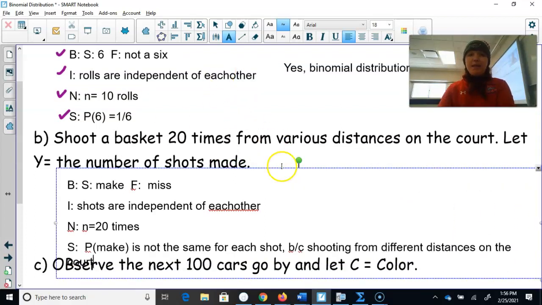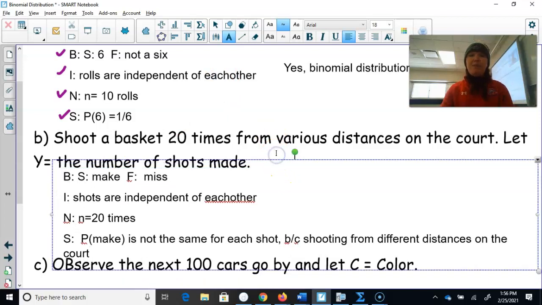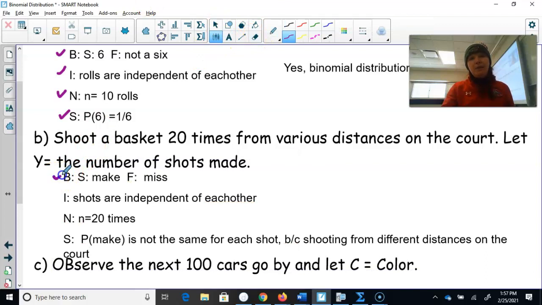For those of you who know basketball, you know that a three-pointer is a lot more difficult to make than a simple layup, okay? A layup is easier than a free throw, and a free throw is easier than a three-pointer. There are different shots that are easier to make than other shots. So our answer is B was good, I was good, N was good, but S was not good. The probability has to be the same for each trial, so for each shot, that probability has to be the same, and it wasn't.